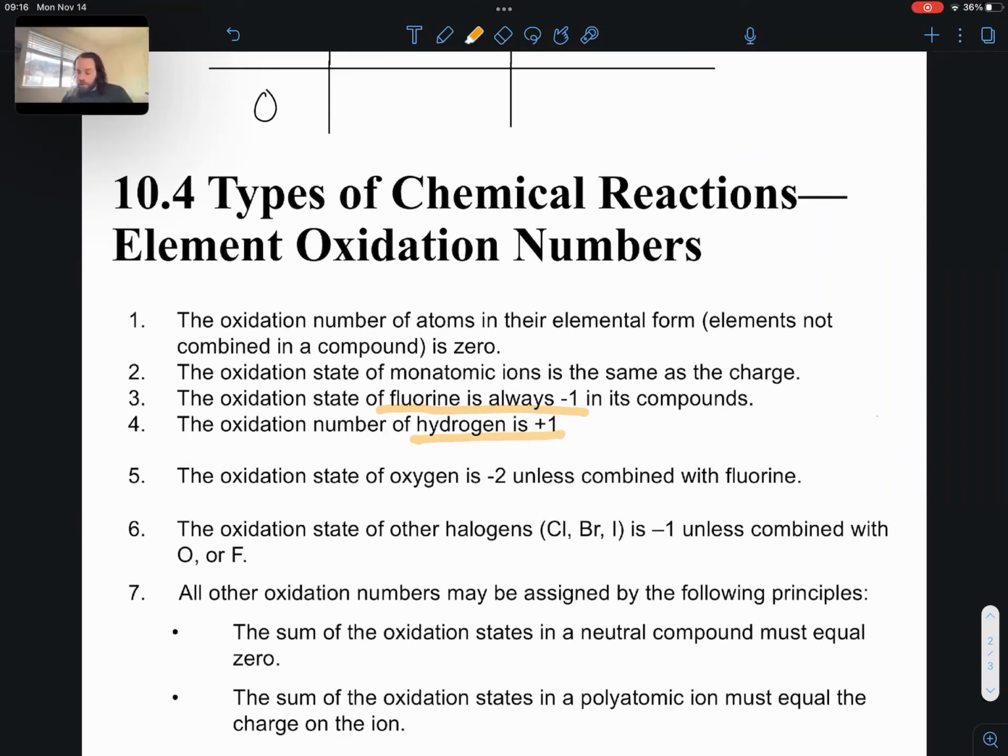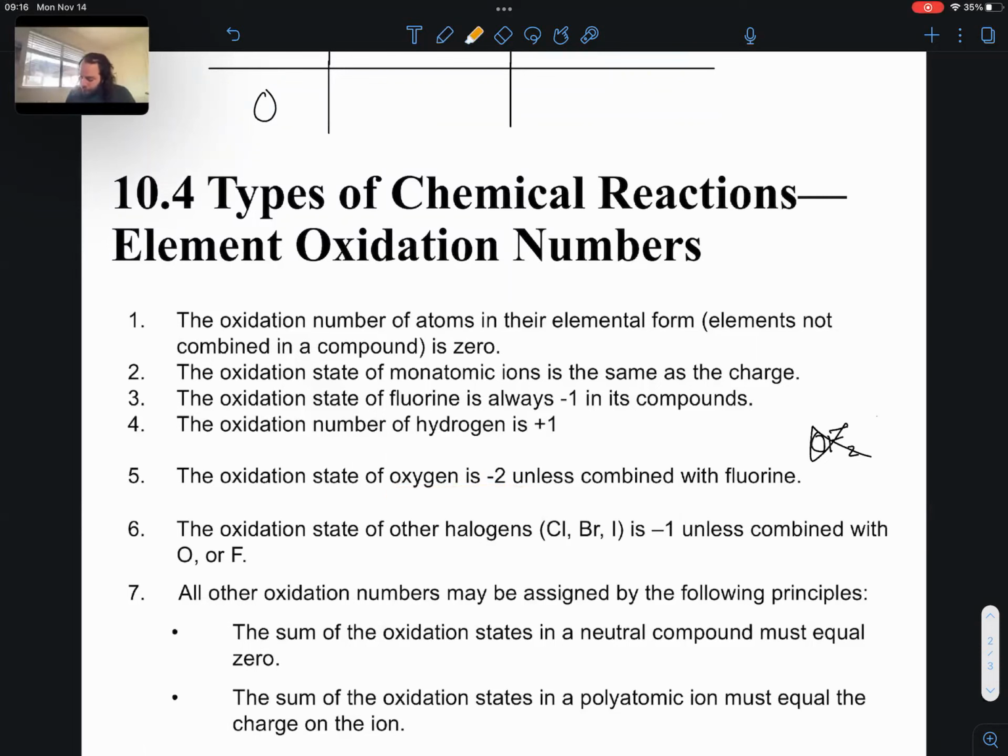But again, this concept would extend even if you were talking about a covalent compound that had hydrogen or fluorine in it. All right, the next rule is that the oxidation state of oxygen is -2 unless it's combined with fluorine. And that's kind of an odd caveat. I mean, it's an important caveat, but there's literally only one compound where that would be the case, and that would be oxygen difluoride. So unless we're talking about that, we can say that the oxidation state of oxygen is -2.